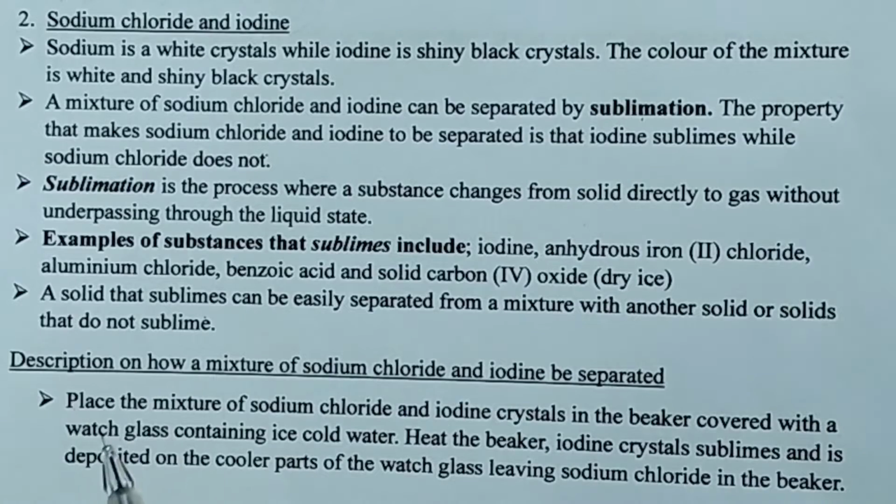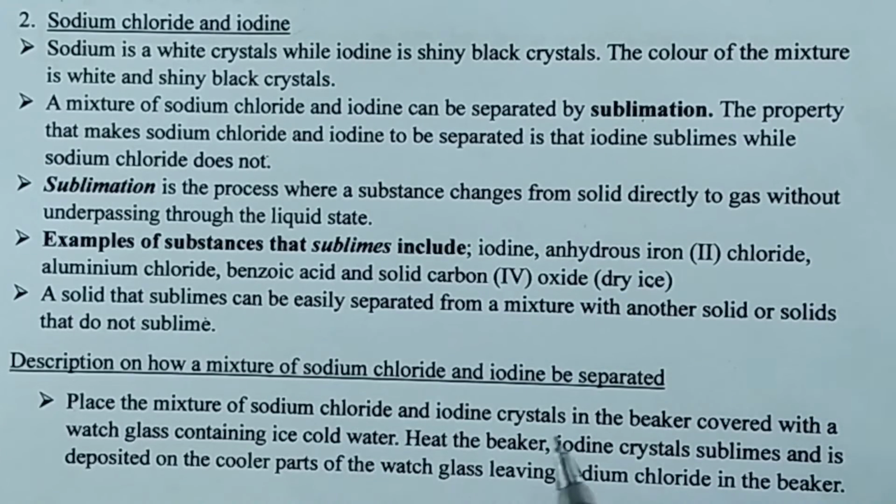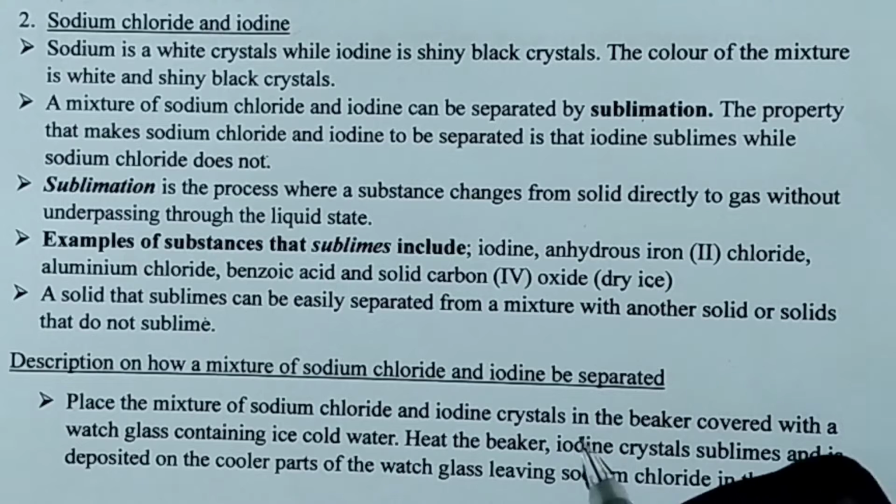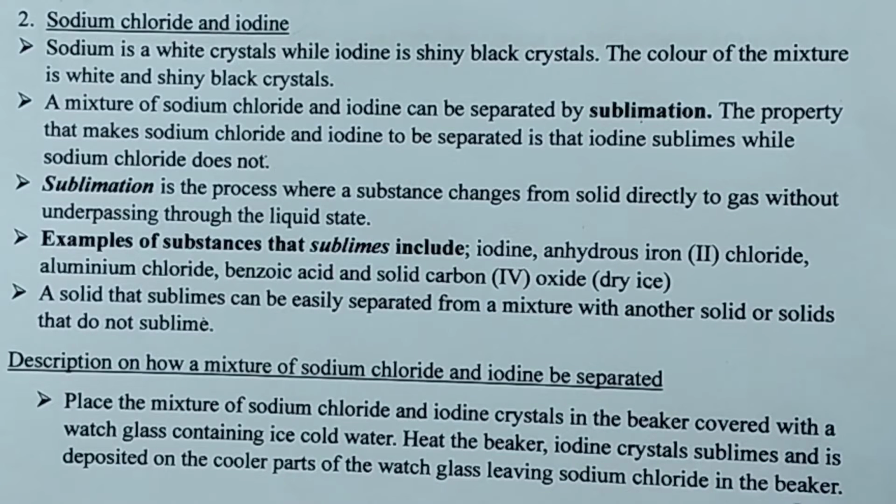Place the mixture of sodium chloride and iodine crystals in a beaker covered with a watch glass containing ice cooled water. Then we heat the beaker. Then iodine crystals sublime. What does that mean? That means it changes from solid directly to vapor, and it is deposited on the cooler part of the watch glass, or beneath the watch glass, leaving sodium chloride in the beaker.